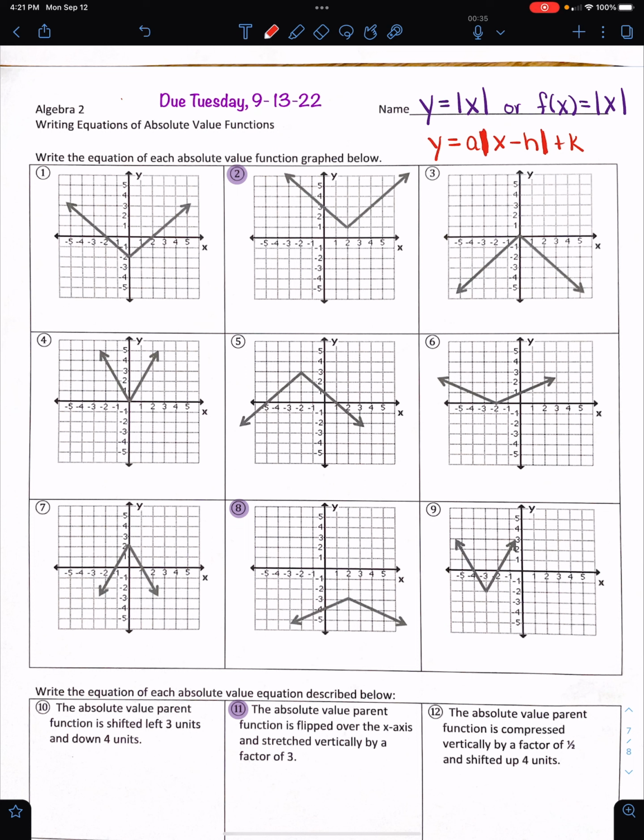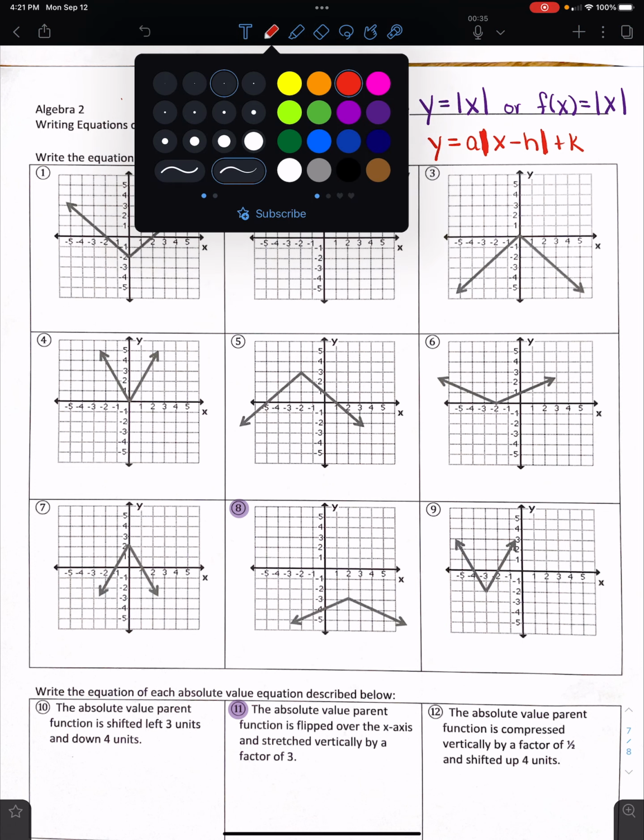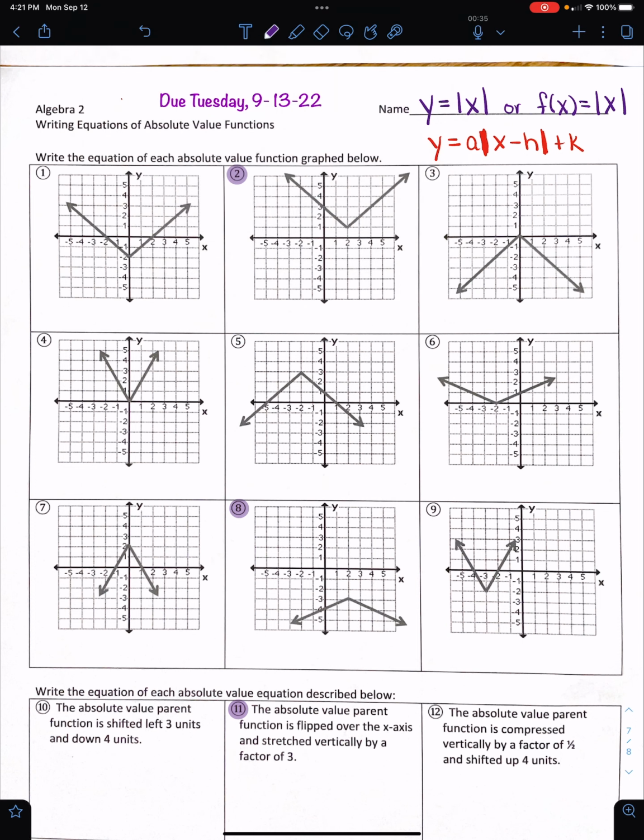All right, so let's go ahead and get started on number 2. On this one here, I want to go ahead and first start out by identifying the vertex. So the vertex on this one here, which is this point, I'm looking for the x value of the vertex and the y value of the vertex. So that would be at 2, 1. Now, remember that the vertex also is the same thing when we're looking for the h and the k value. That's going to help us when we write our equation, okay?